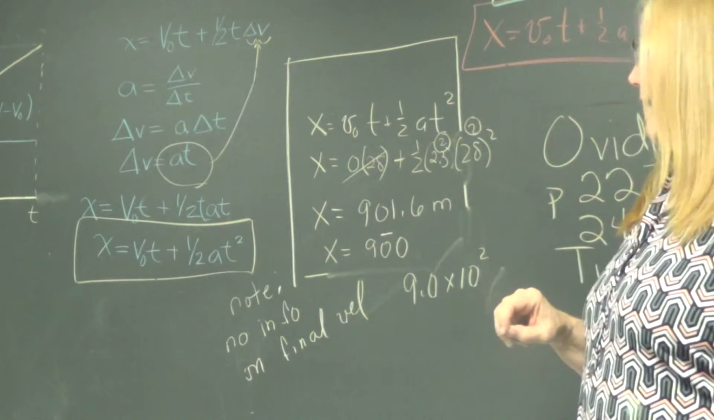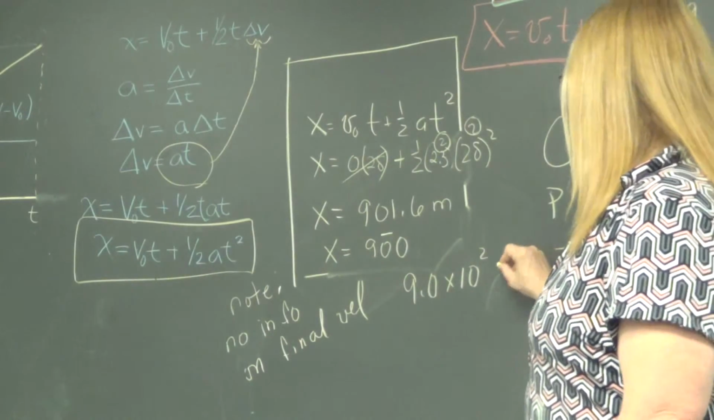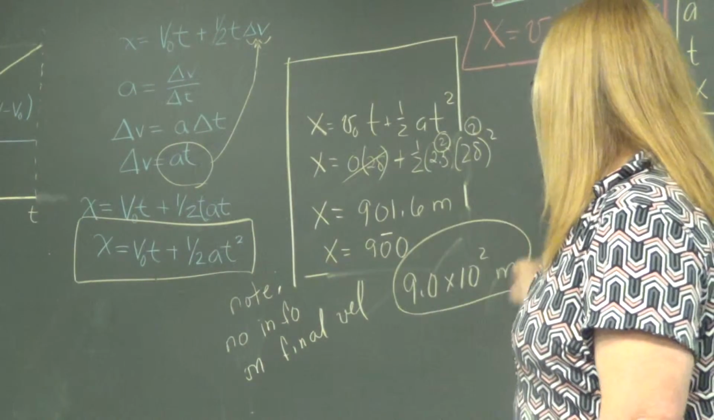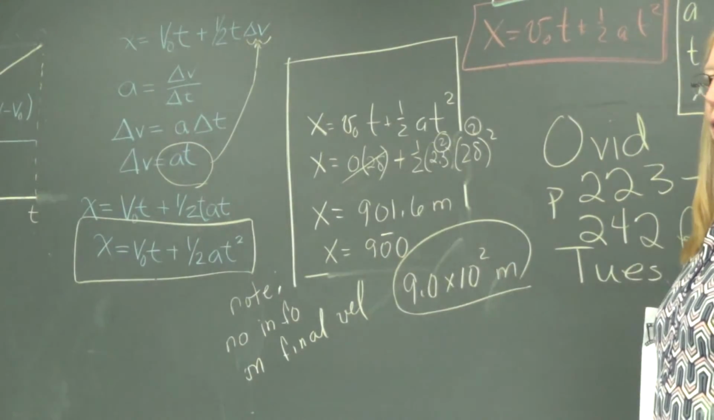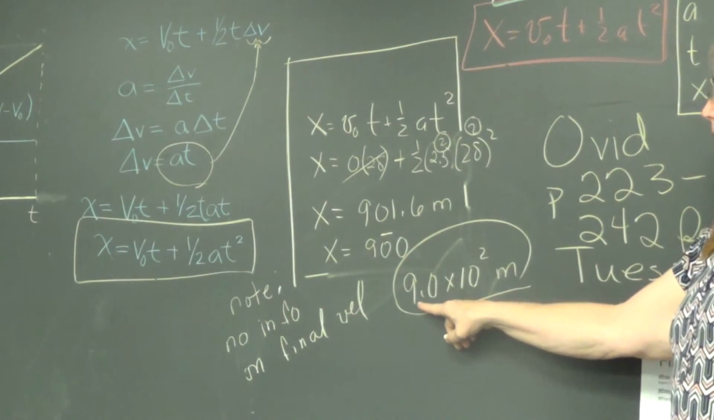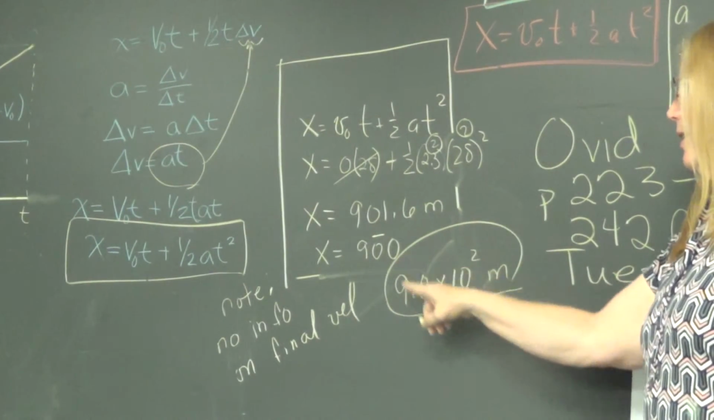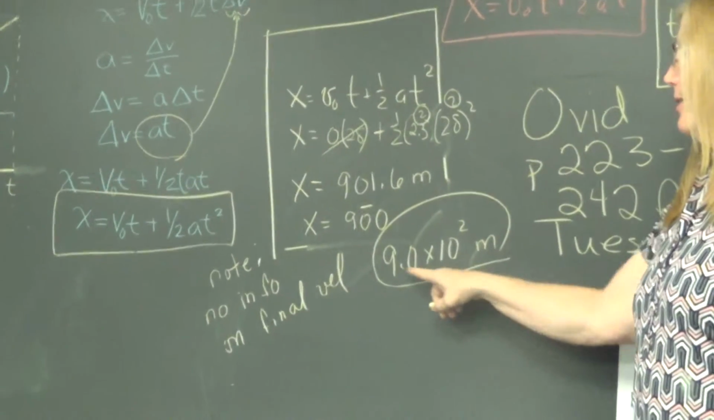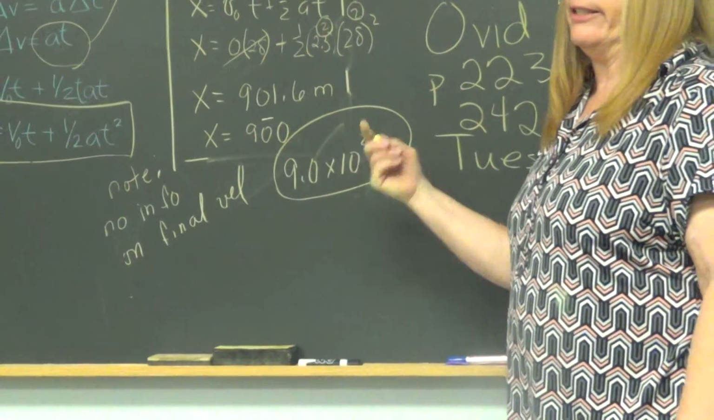I didn't teach that this year because I assume you come to me knowing that, so if you don't, I will sit with you and go over that. But 9.0 times 10 squared, 9.0 times 100, is 900, and that tells the reader this is the same number, just written this way so you can clearly see the 2 significant digits.